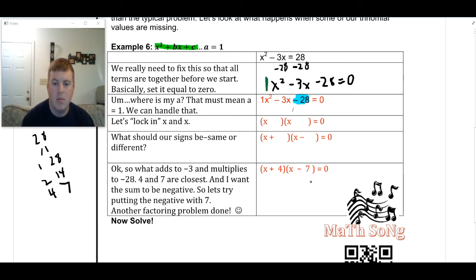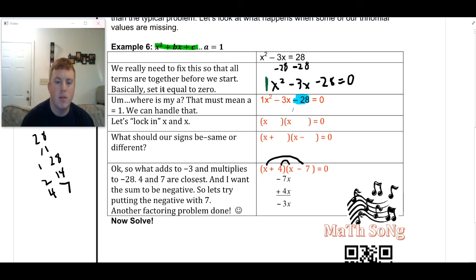Now when we multiply out the x times negative 7, that is going to give us negative 7x. And then when we multiply the 4 times the x, that is going to give us our positive 4x. And when we add those together, we do get negative 3. So this is going to be how we would factor this. We would get x plus 4 times x minus 7. These terms are going to add to give us that middle negative 3x. The 4 and the negative 7 are going to multiply to give us the negative 28. So we have our factors here.